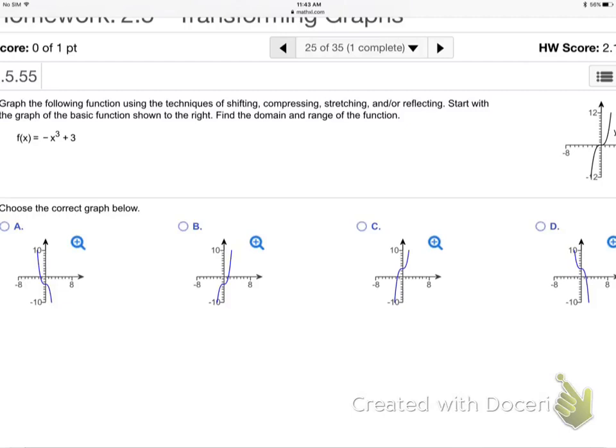All right, so there we go. This is a little tricky. Minus x cubed plus 3. The order of things matters on this one. Let's just make a table. I would make a table for sure on this one. Let's make a table, and then I'll show you why afterwards, because you might just think, oh, it's just a flip, and it's an up 3, and there you go.